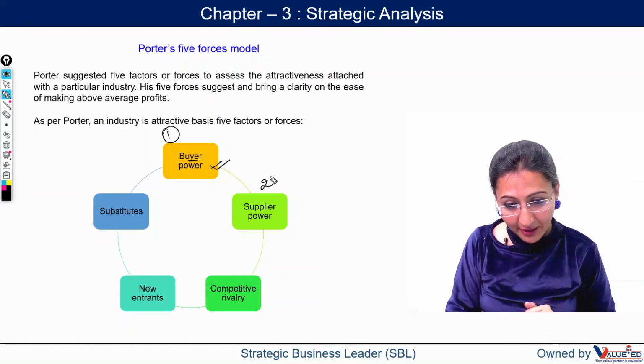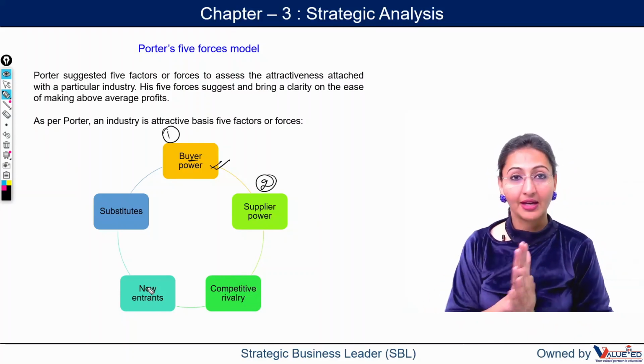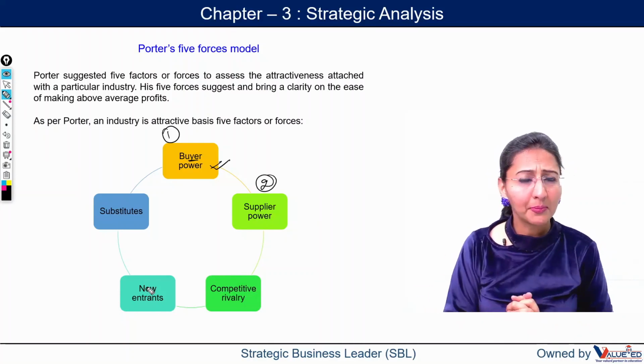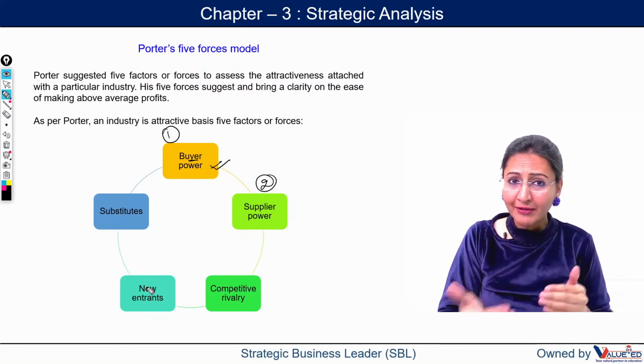Then comes the second part, supplier power. Obviously, when you are making a product, you need some inputs also. These inputs have to come from somewhere.